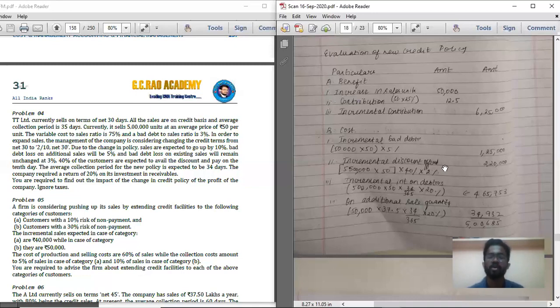Below that, small Roman number 3, incremental interest on debtors.